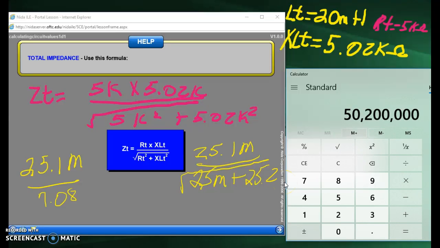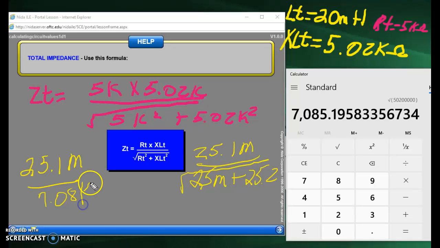We're in 50 million. Now when I get the square root of that, notice that's in thousands now, 7.08. This is K, so let me write K there so there's no confusion. So now we've got to do that math, so I'm going to clear my calculator.